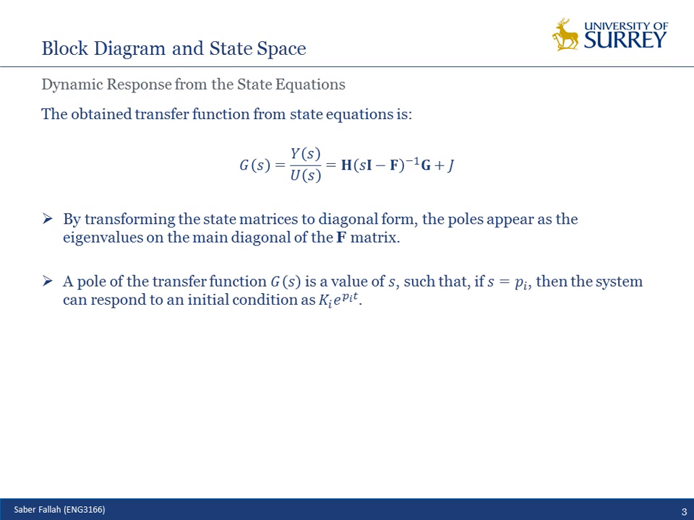The definition of a pole of a system: a pole of the transfer function G(s) is a value of s such that if s is equal to Pi, the system can respond to an initial condition as Ki e to the power Pi t. Why? Can anyone show me why we have this response to an initial condition?